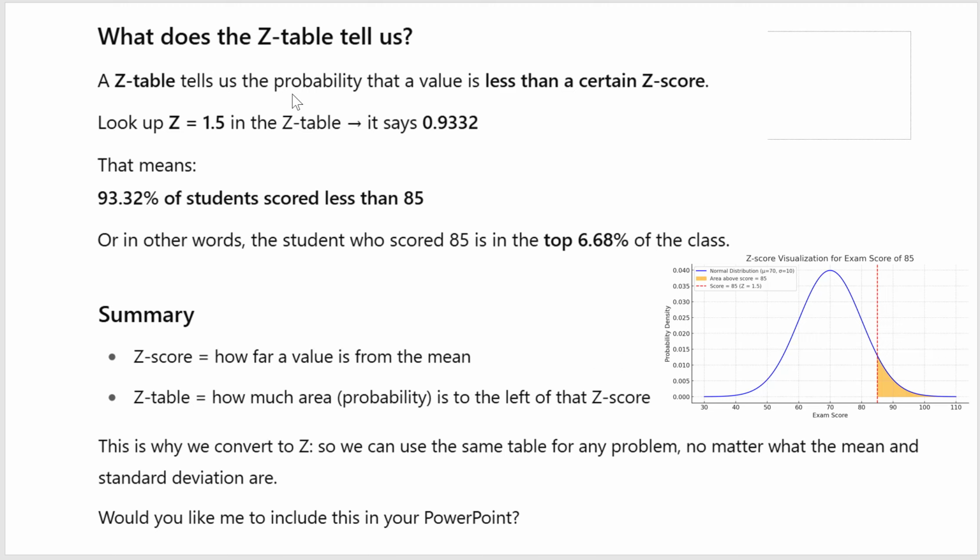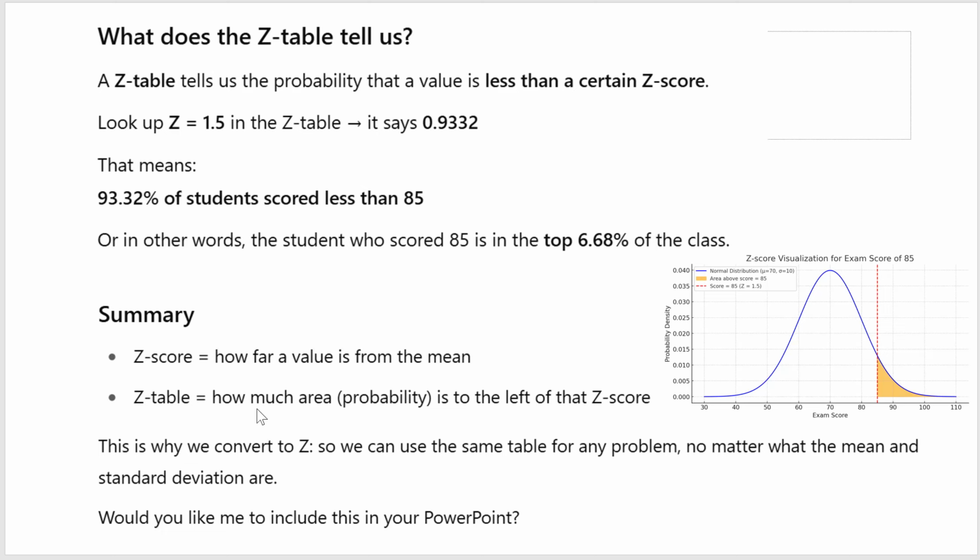Okay. And what does the z-table tell you? When you look at it, it tells us the probability that a value is less than a certain z-score. If you look up z equal to 1.5 in a z-table, it says 93.32%, which means 93.32% of students scored less than you because you got 85. Or in other words, the students who scored 85 are in the top 6.68%, or in the yellow zone.